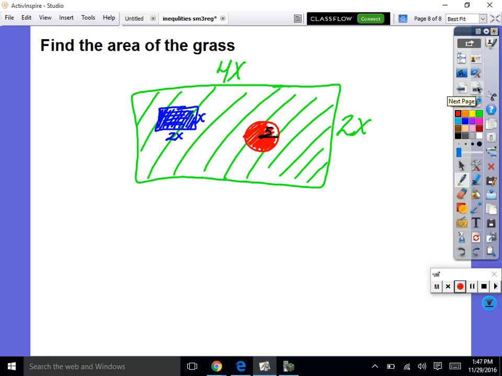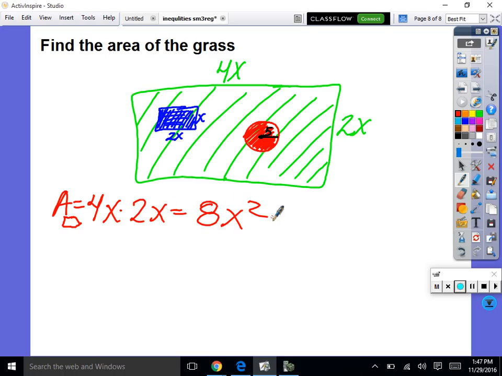Last thing, find the area of the grass. This one's quick, way quick. Here's my green grass. Shouldn't I find the area of the whole thing and pretend like the pool and the underground tramp aren't there? Yes. So what's the area of the whole grass? 4x times... the area of a rectangle is length times width. 4x times 2x, which is? Okay, that's the area of the entire grass.